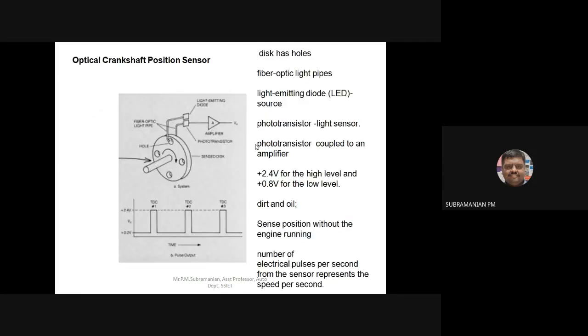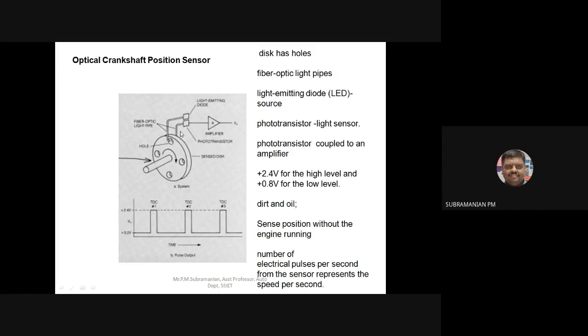Next, the last part is the optical crankshaft position sensor. Why is it optical? Previously we used a magnetic field. Here I am going to use optical, that is light energy, to know which position the engine is in. Previously the disc had a protruding tab, a projection on the outside, whereas here it will have a hole.